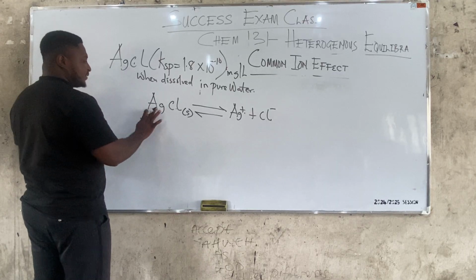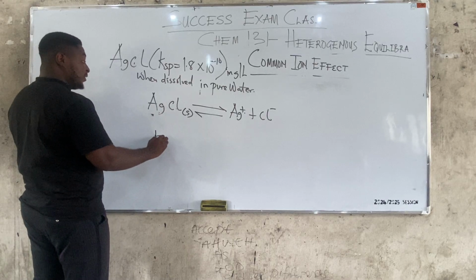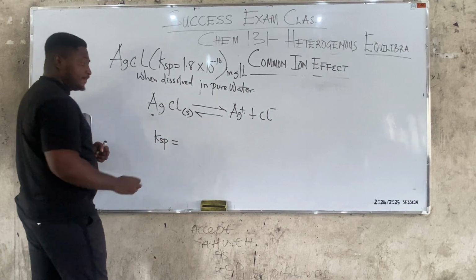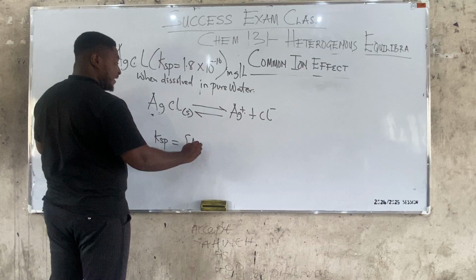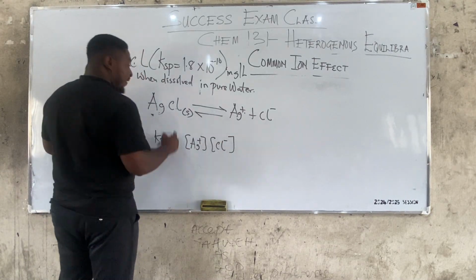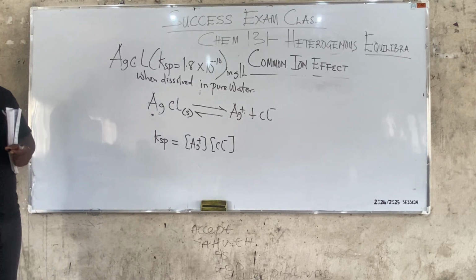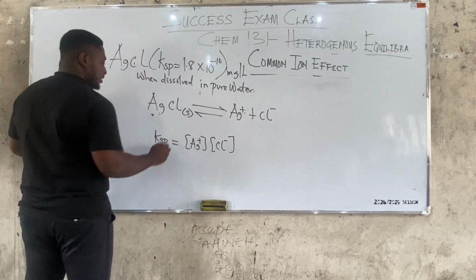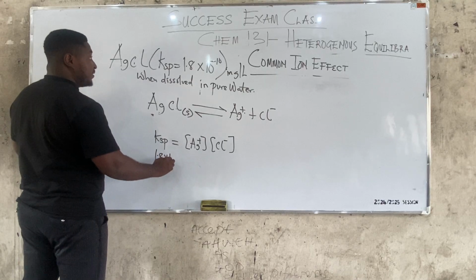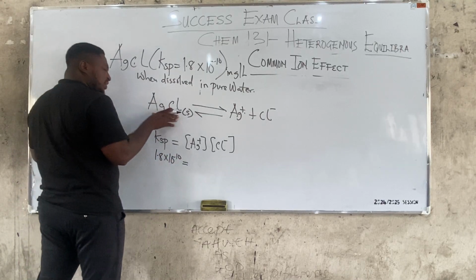Class, follow me now. What's the formula for the KSP for this reaction? Concentration of Ag plus, times concentration of Cl minus, which you don't need to mention 1, right? So this is just the KSP. Now, if they give us the KSP, 1.8 times 10 raised to minus something, but they ask us to find the molar solubility of this salt, AgCl.